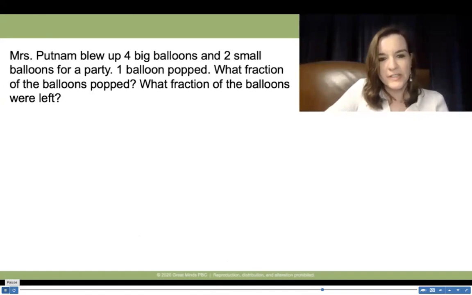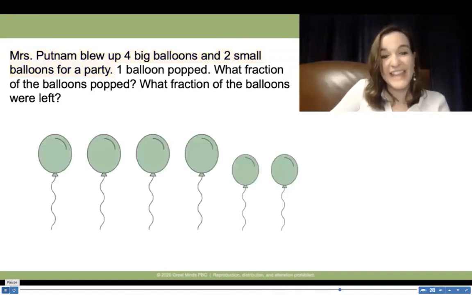Let's take this one chunk at a time. Mrs. Putnam blew up 4 big balloons and 2 small balloons for a party. Let's stop there and model those balloons. Pause the video if you still need some more time. Let's keep reading. 1 balloon popped. Let's show that on our model. I'm going to pop this balloon. Remember, since the problem doesn't tell us which balloon popped, you can pick any balloon you'd like.